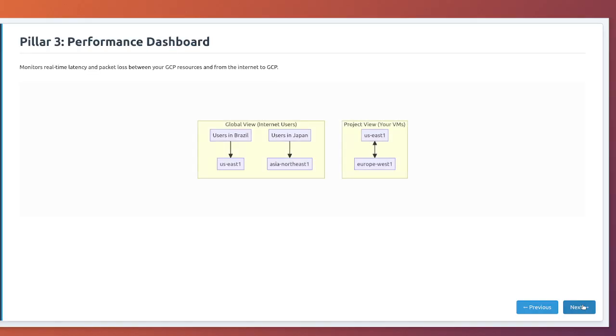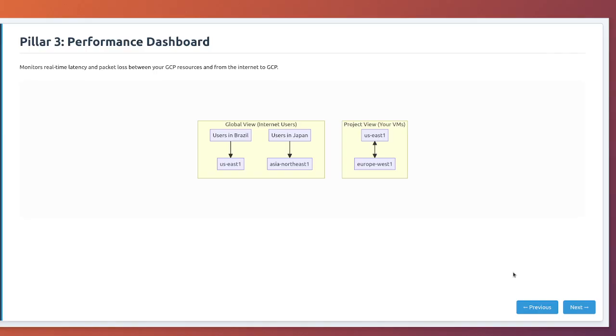Pillar 3. Performance Dashboard. The Performance Dashboard shifts our focus from network configuration and static analysis to real-world, real-time network performance. This tool is fundamentally different from connectivity tests because it measures the actual performance of real traffic, not just whether a path is configured correctly. It provides continuous visibility into two of the most critical network health metrics: latency and packet loss.